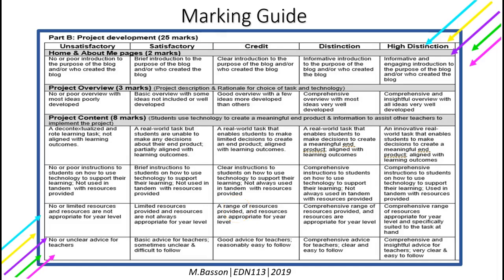I included the marking guide for you, and it is important to look at it, because the marking guide is not just there for us to mark your assignments by, but it's also there to give you an indication of how many marks each section is worth and what is expected of you if you want higher marks. So you'll see that your home page and your About Me page is 2 marks, your overview page is 3 marks, and your project content is 8 marks.